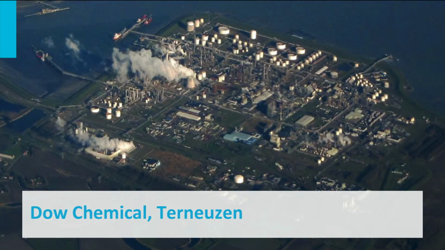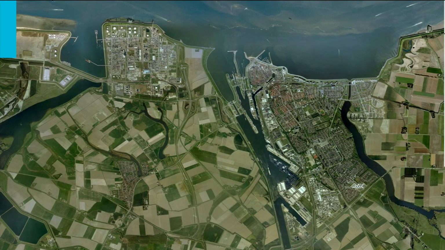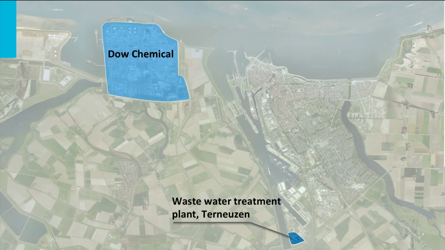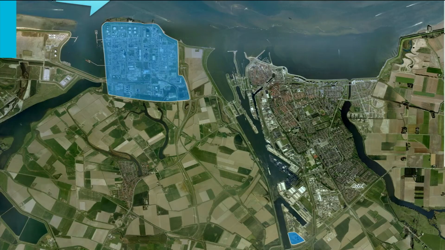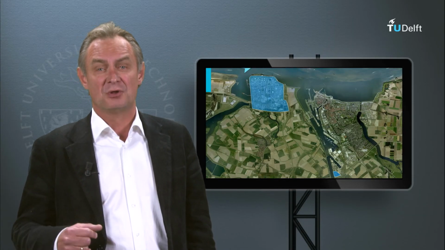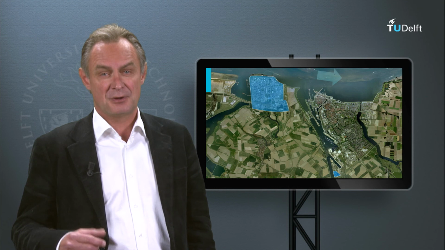Another example is the water supply for Dow Chemical in Terneuzen, the Netherlands. The industrial water supply is fed by the wastewater treatment plant of the city of Terneuzen. It appears to be more economical to treat the effluent than to desalinate the salt water flowing in front of the industrial area. In this way, the urban water cycle is closed.